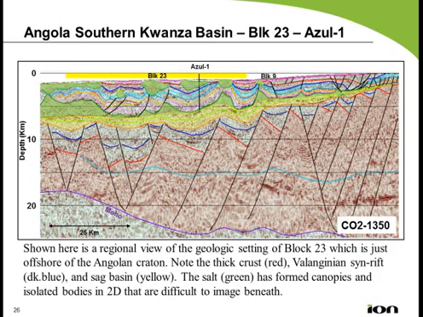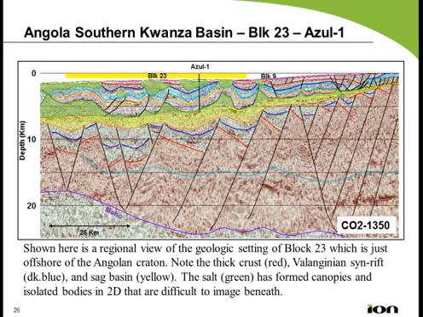So let's look at the last discovery of Azul. This is down in Block 23. Once again, here's the Precambrian basement dropping down a horse. In this case, we don't have as much volcanics. This looks like more of a sedimentary Syn-Rift section. Could actually have lakes and source rocks during the Syn-Rift, and then the big sag basin on top.